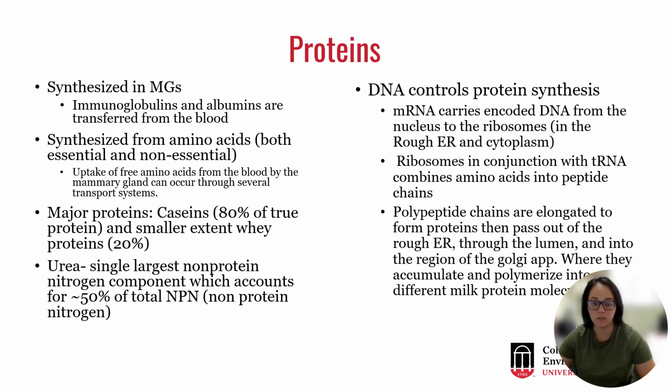So you have RNA that carries encoded DNA to the ribosomes. The ribosomes again bind with those amino acids and form peptide chains. Those peptide chains become longer and elongate, and will then move out of the rough endoplasmic reticulum through the lumen into the Golgi apparatus. I think that kind of makes up this whole process. And from there, those polypeptide chains will eventually accumulate, polymerize, and make those different protein molecules.